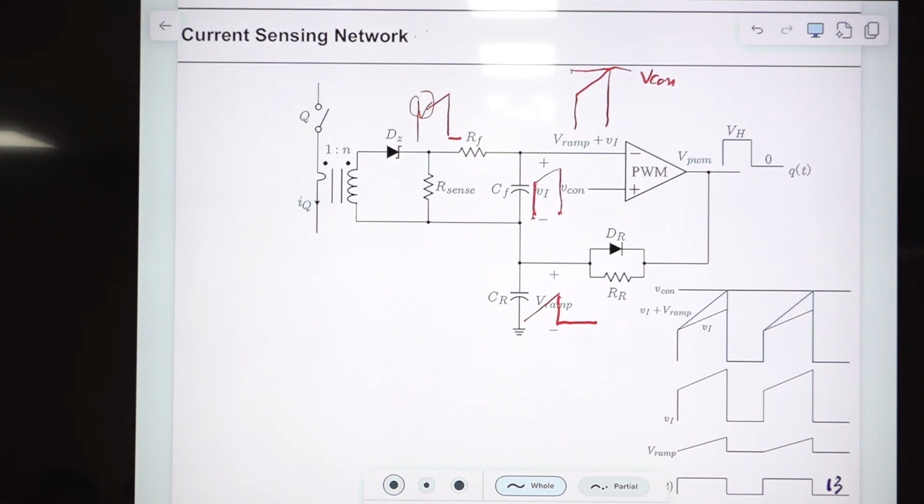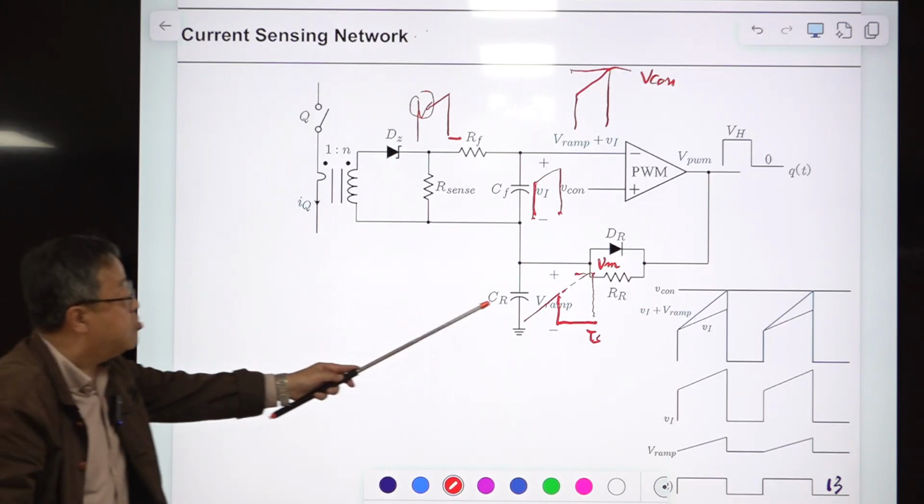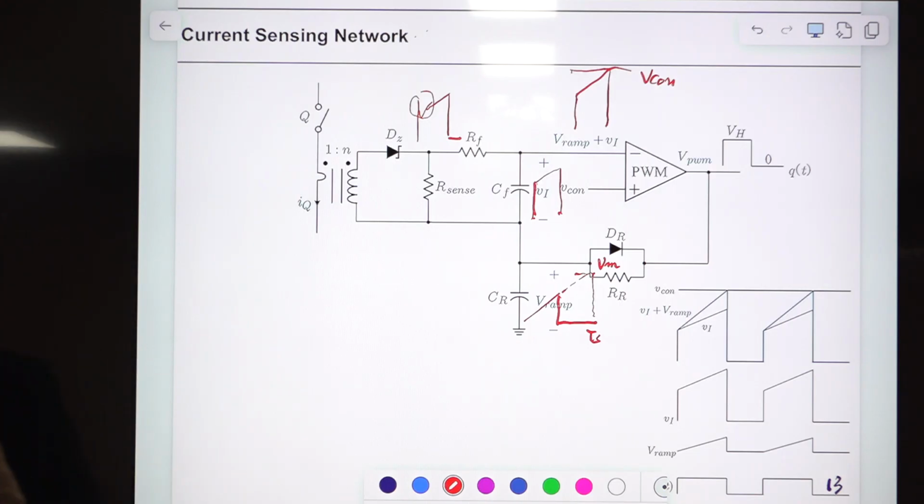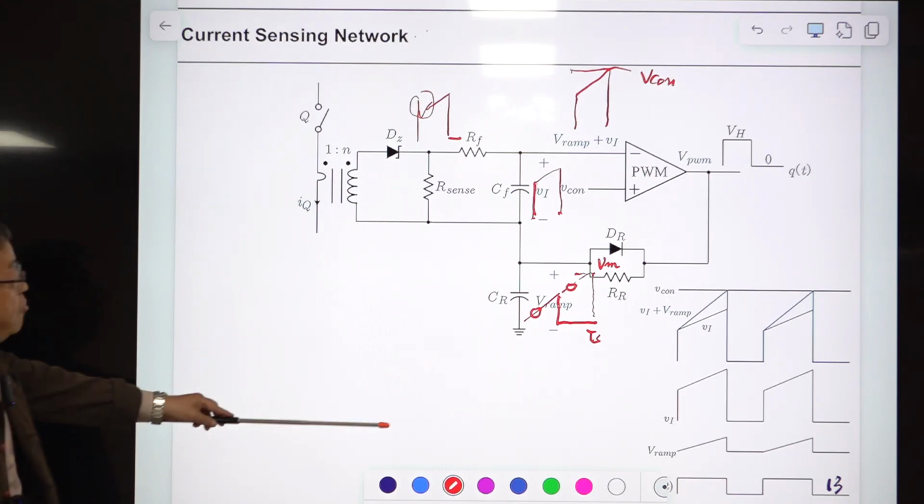So if you extend this slope, and this is TS, then this peak value is the magnitude of the ramp, VM. You are not generating this, but you consider there is such a waveform. This will be the ramp, and this is the slope of the ramp. The slope will be the same. This is the functional description of this, and this is the waveform of this.